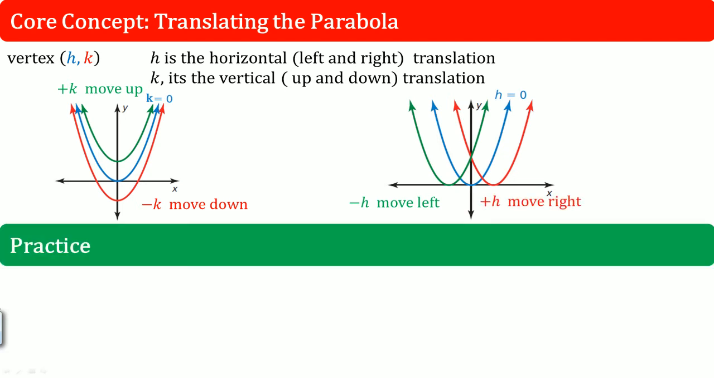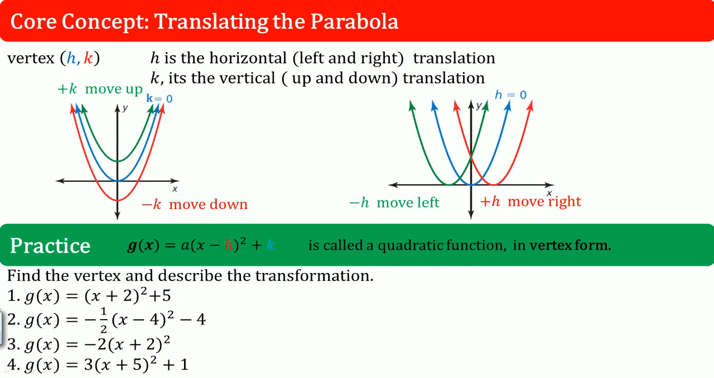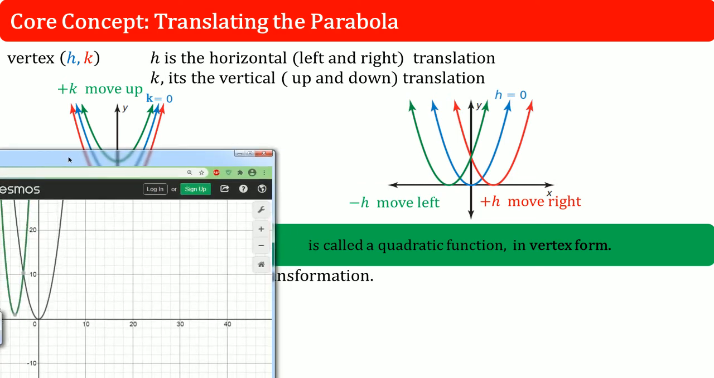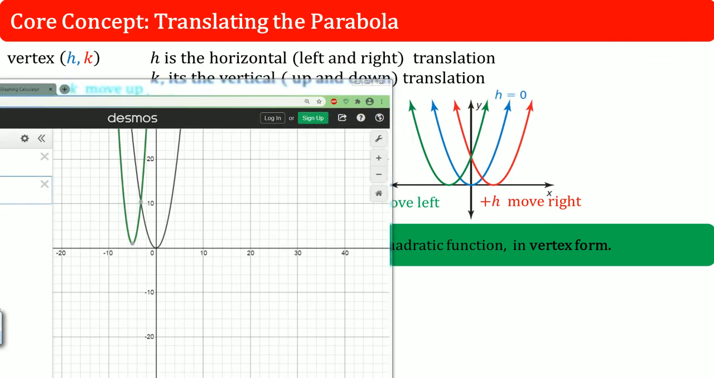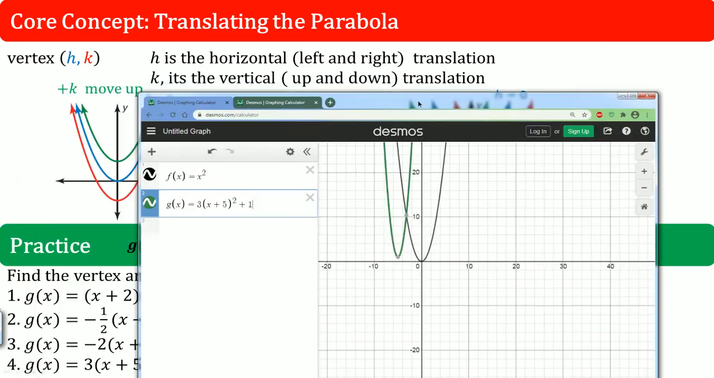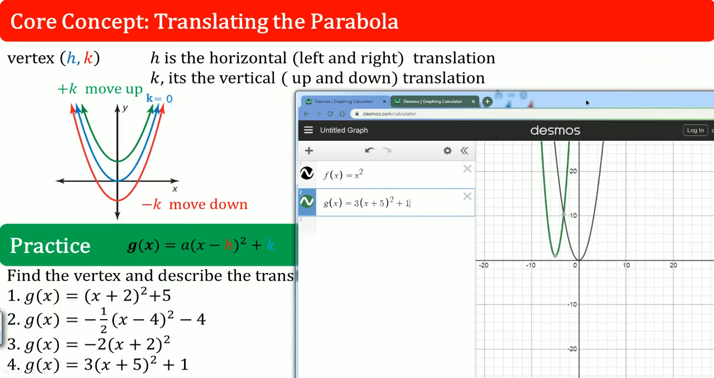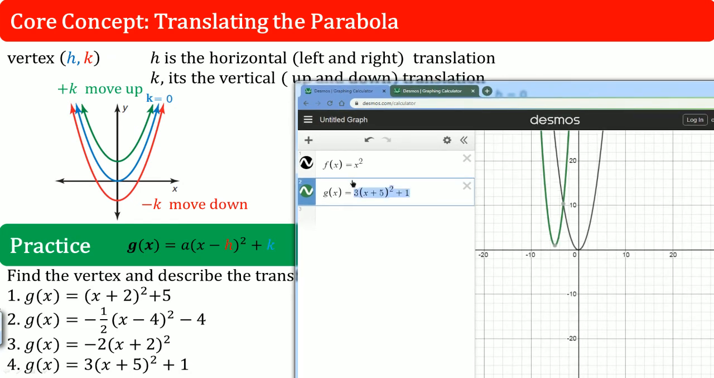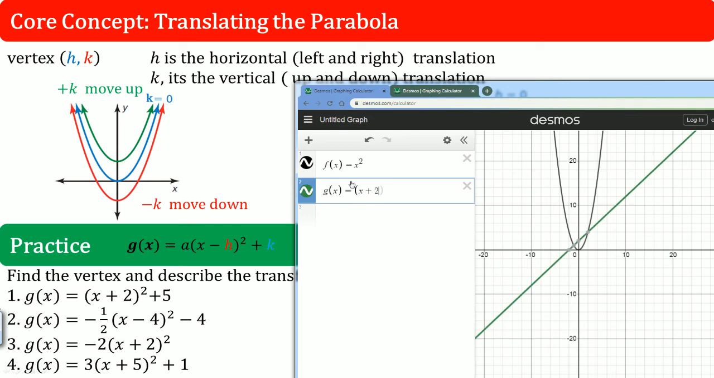Here's your practice problem. These 4 problems were already given to you, and you're going to tell us how it moved based on the parent function. Okay. We should see that you can look at the vertex and tell us how it's going to move. Like the first one. Well, that's right. So this was the first one.